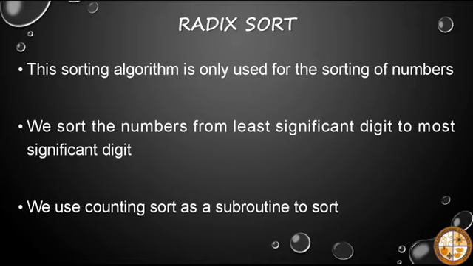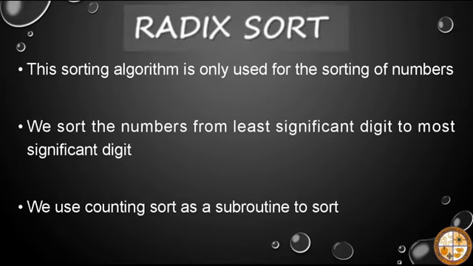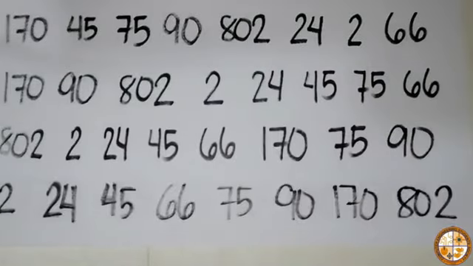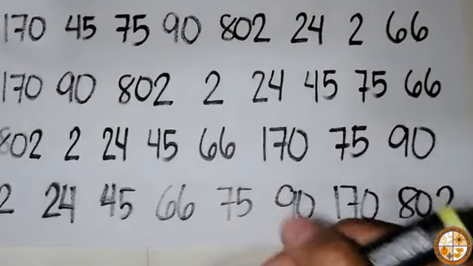The second to the last is radix sort. This algorithm is only used to sort numbers. We sort number from least significant digit to most significant digit. We use counting sort as a subroutine to sort. Consider this an unsorted array for the example of radix sort algorithm.